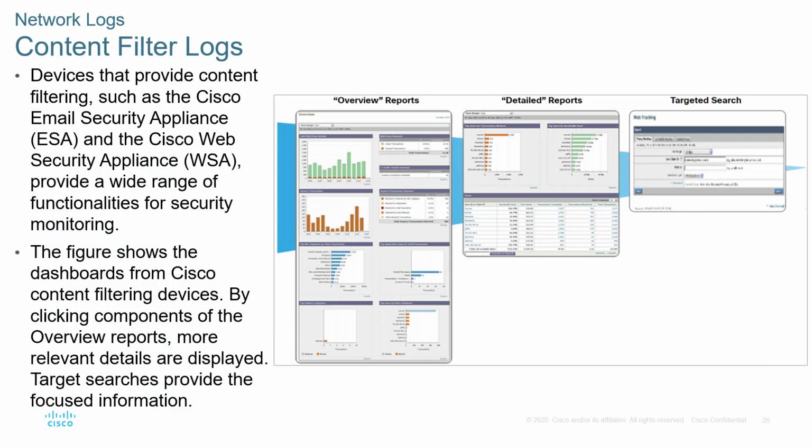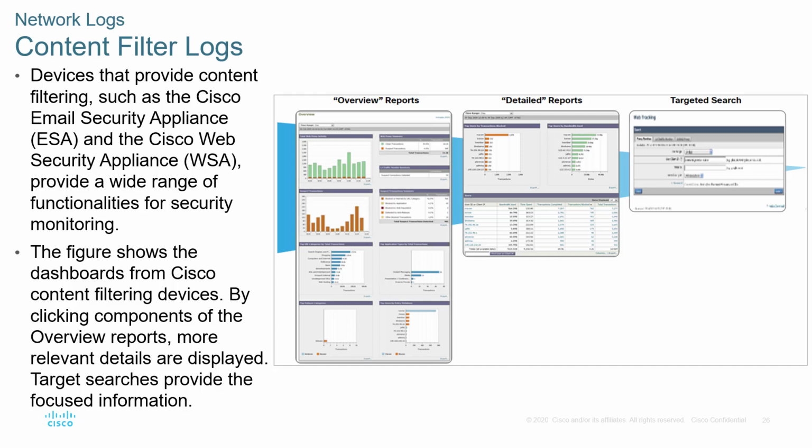Here we have an email security appliance and web security appliance through Cisco. Our different reporting features show a detailed and more targeted report. Again, all of this gives us our dashboard for reviewing our structure of the network.